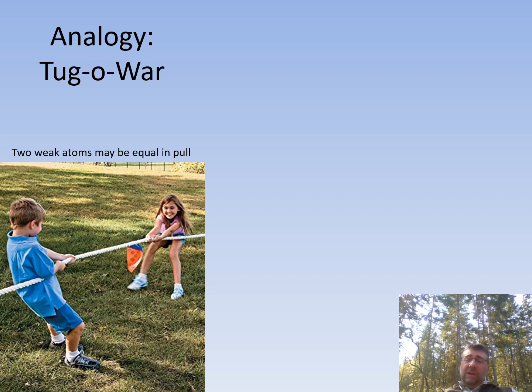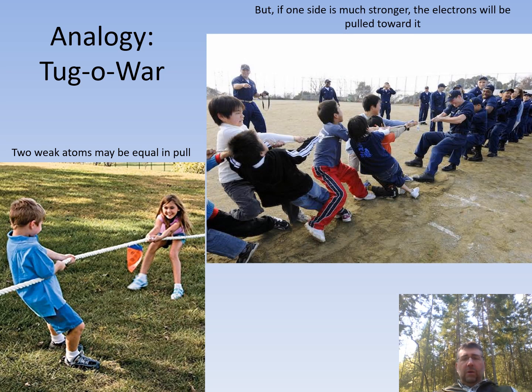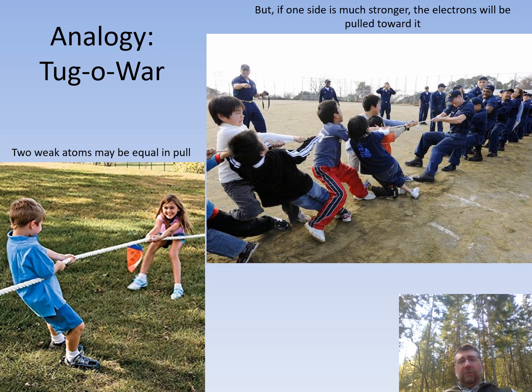However, take this kid and put him up against an NFL football player, and the difference in electronegativity is going to be enormous, to the point where when that NFL player pulls on that rope, the kid's going to go flying. He's going to lose the rope. So in this case, you've got these little kids against these big adults. We know who's going to win this tug-of-war. The rope's just going to get pulled right away from the kids.